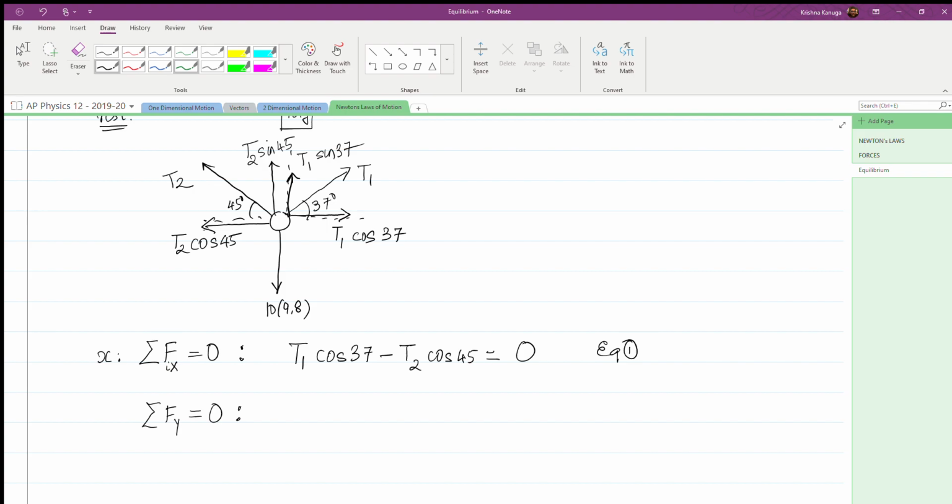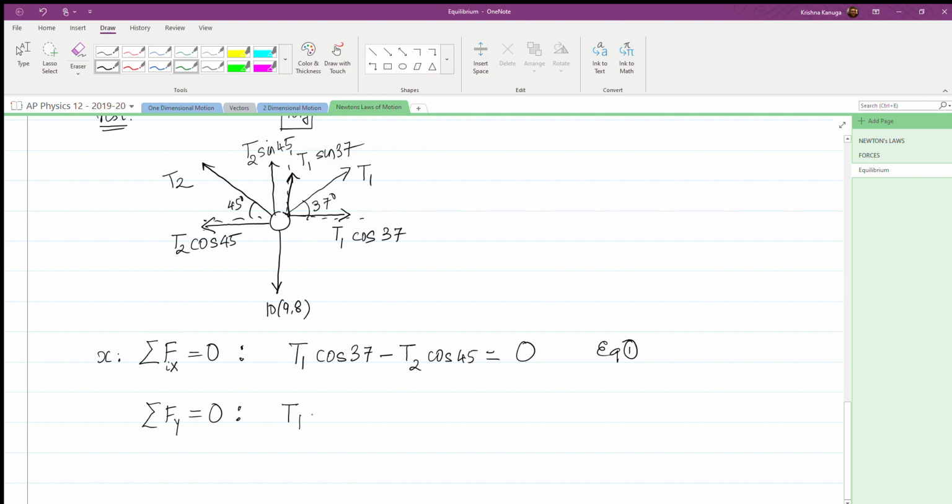All right, so I'm assuming that you paused, you wrote your equation, and let's see if the equations match. Okay, so along the y direction, you have T2 sine 45 pointing up, T1 sine 37 pointing up, and then you have 10 times 9.8 pointing down. Once again, since the sum of all the forces will be 0, we can add up all the forces that are pointing up.